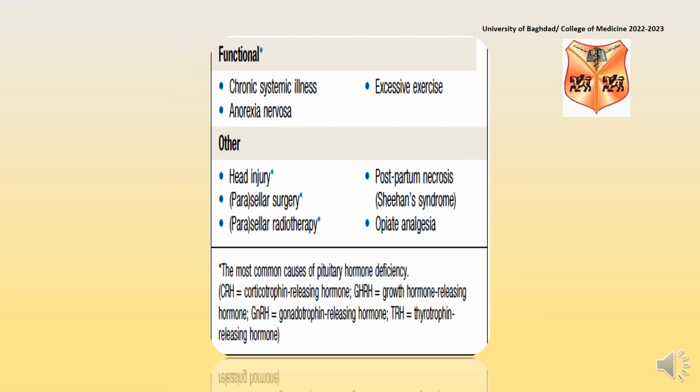Functional causes include chronic systemic illness like severe renal impairment and chronic liver disease, also anorexia nervosa and excessive exercise, as in hypothalamic amenorrhea in a patient exposed to heavy or severe exercise to maintain low weight. This ends in functional or hypothalamic amenorrhea because of low LH and FSH.